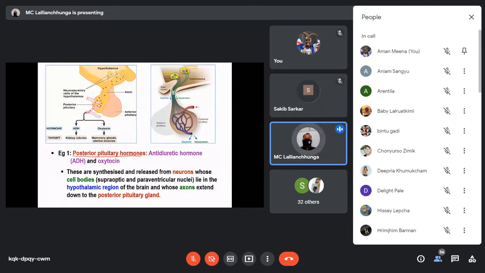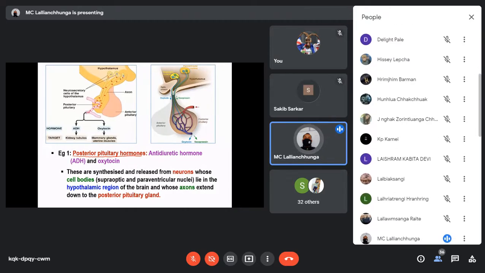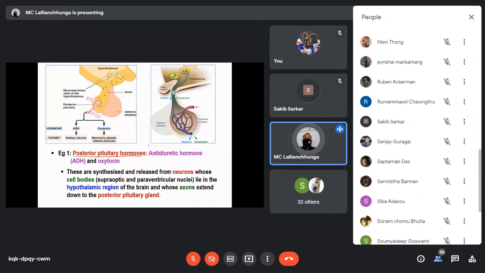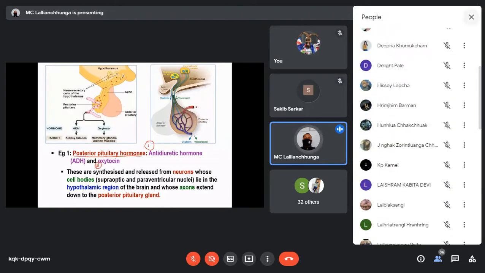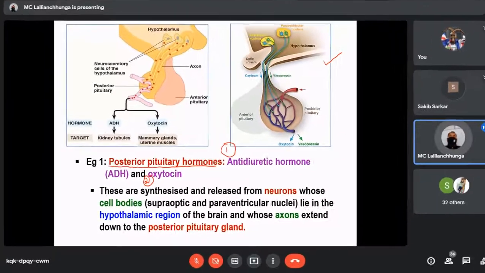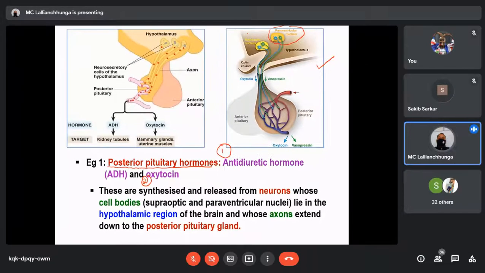Last class we also talked a little bit about this one. An example of the neuroendocrine system: the first one is the hormones of the pituitary gland. You already know what they are. There are two: antidiuretic hormone, and number two, oxytocin. Let's see first the second diagram. You know that ADH and oxytocin are synthesized in the paraventricular nuclei as well as the supraoptic nuclei in the hypothalamus.